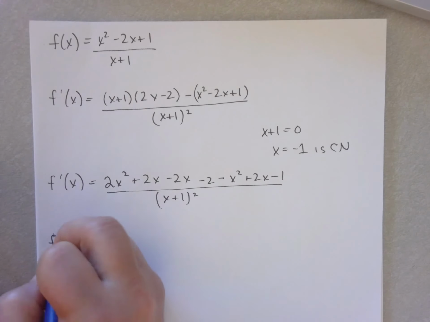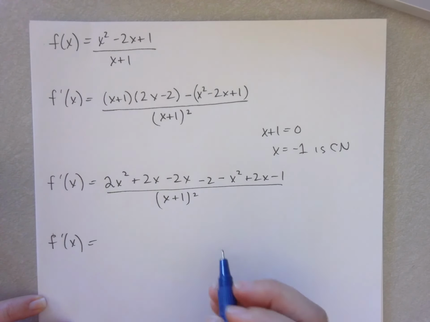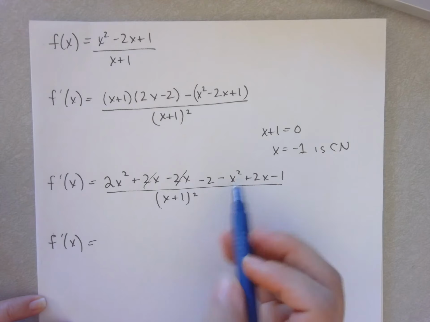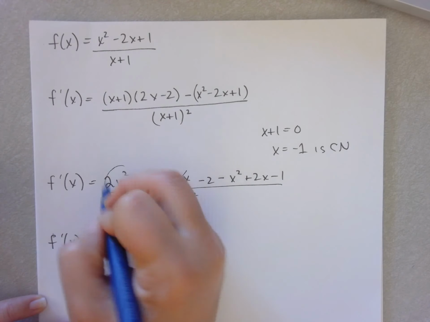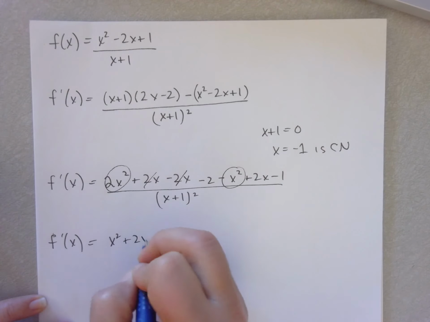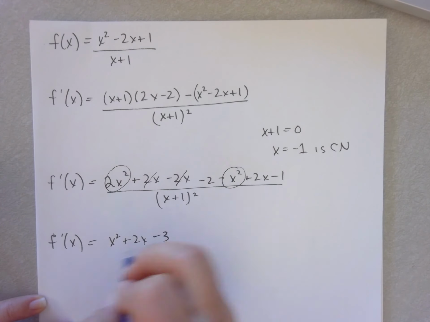All right, so what is my f prime of x after I clean it up here? These two cancel each other out, which is nice. I get a 2x squared and a minus x squared, which gives me a positive x squared. So I've used these two. I have a plus 2x, and then I have a minus 3.